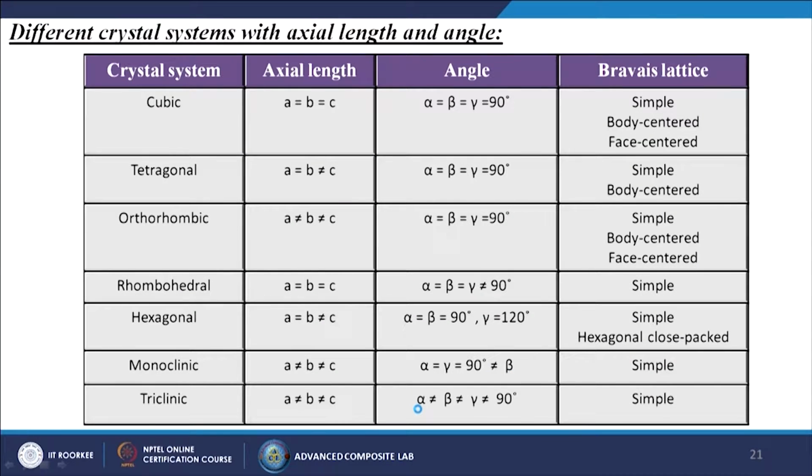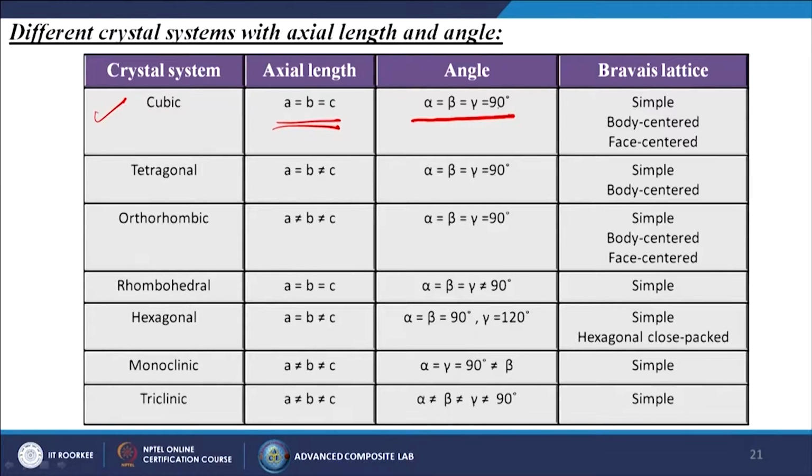Now we are going to discuss the different crystal systems with axial lengths and angles. For cubic, as I told already, a is equal to b is equal to c, because all the lengths are the same. The angles are perfectly 90 degrees to each other, so alpha is equal to beta is equal to gamma is equal to 90 degrees. The Bravais lattice is simple, sometimes body centered, sometimes face centered also. For tetragonal, a is equal to b, not equal to c. Alpha, beta, gamma are 90 degrees, and it is generally simple and body centered.